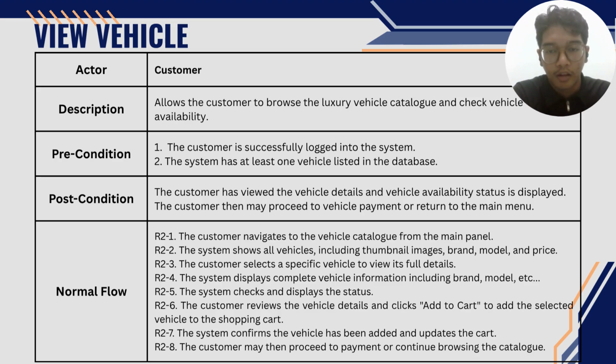In the normal flow, the customer navigates the catalog where the system displays all the vehicles with their image, brand, model, and the price. The customer selects the vehicle. When the customer selects a vehicle, the system shows its full detail and availability status. If available, the customer clicks add to cart and the system updates the cart. Then the customer may proceed to payment or continue browsing.